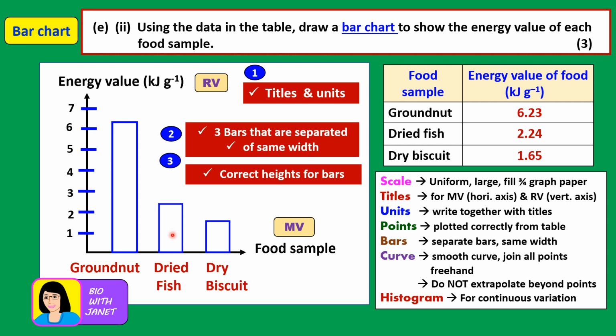For example, 1 cm, let's say, right? And then if it's a curve, it must be a smooth curve, and all the points must be joined freehand, and do not extrapolate beyond the points. We'll discuss that later. And histogram, where the bars are stuck together, is for continuous variation, all right, which is a Form 5 topic. So 1 tick for the titles and units here, and then 1 tick for the 3 bars that are separated and of the same width, and 1 tick for correct heights of the bars. That means by plotting the bars using these figures here.